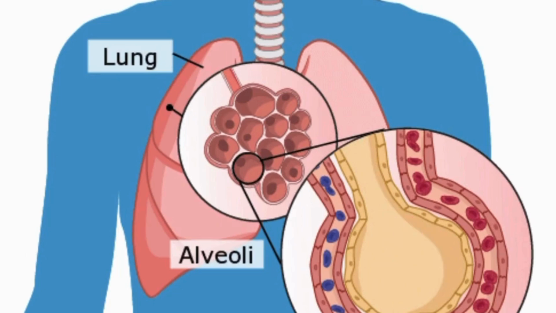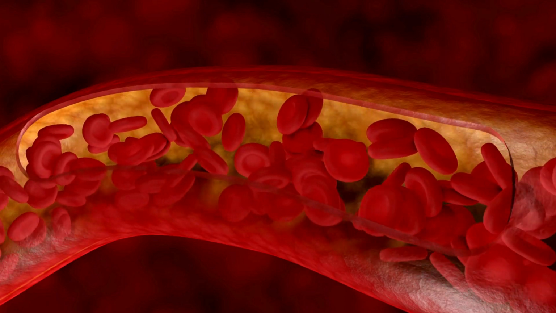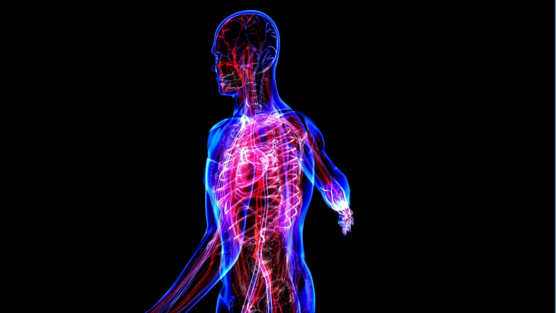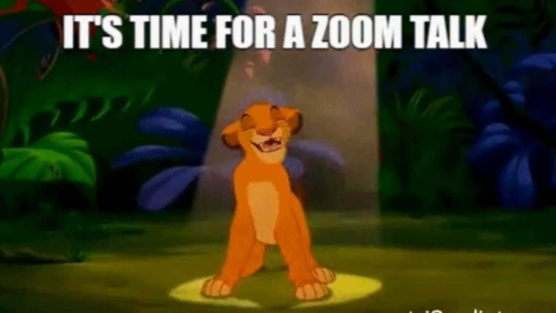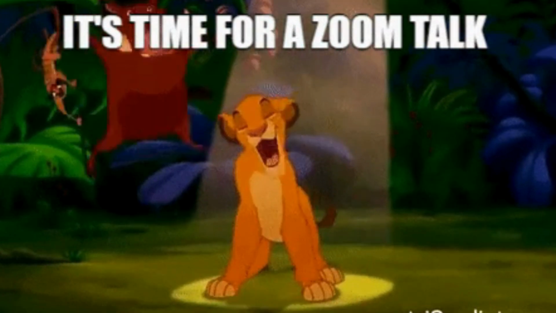So here, after the nutrients and oxygen are absorbed in the blood, they need vessels also to transport them to all the body parts, to all the body cells, yes? So both the plants and the human need vessels to transport nutrients and gases to their other parts, okay? So now it's time to discuss them in details, okay?